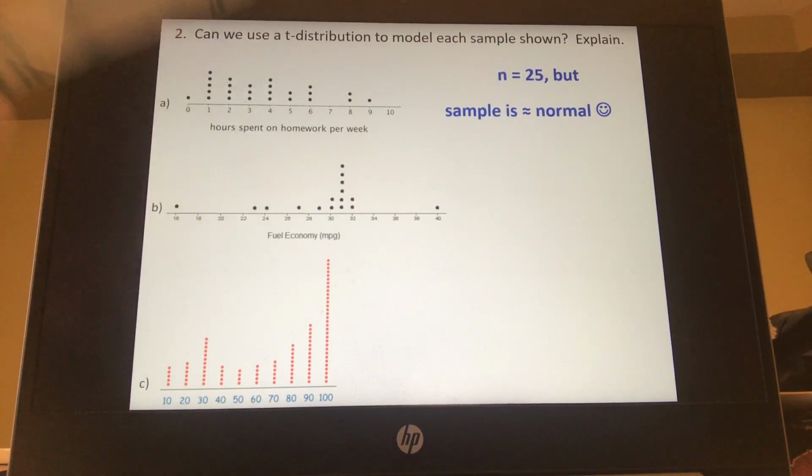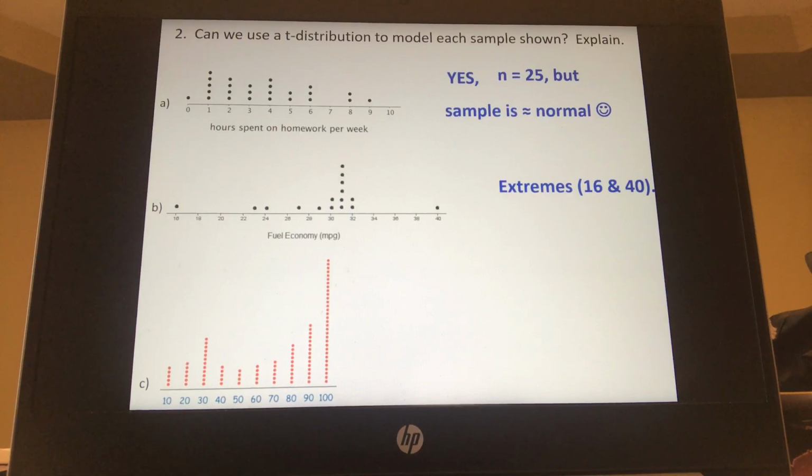The fuel economy one, however, we're in big trouble. We've got an extreme down here and an extreme down here. It would not be wise to try and use this for a t-distribution. Weird things would be happening on here.